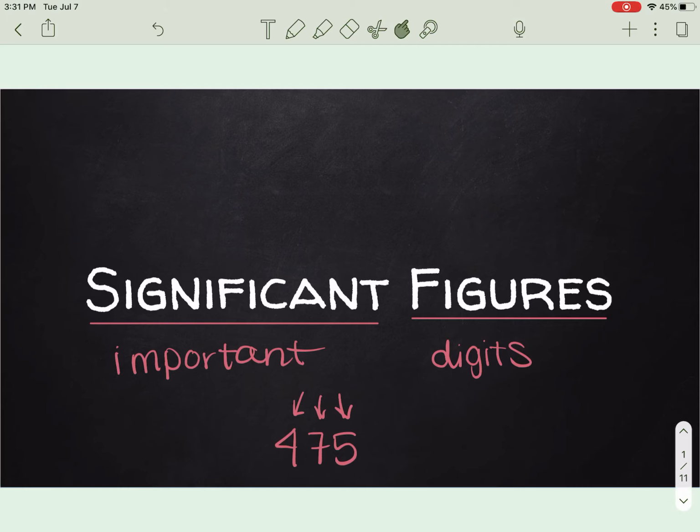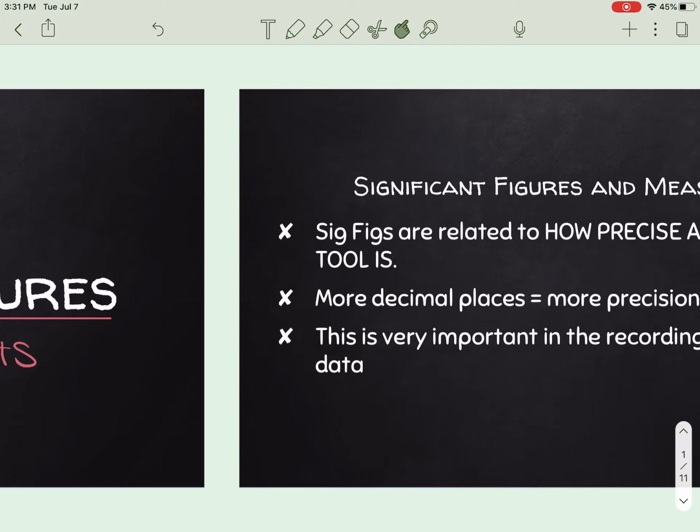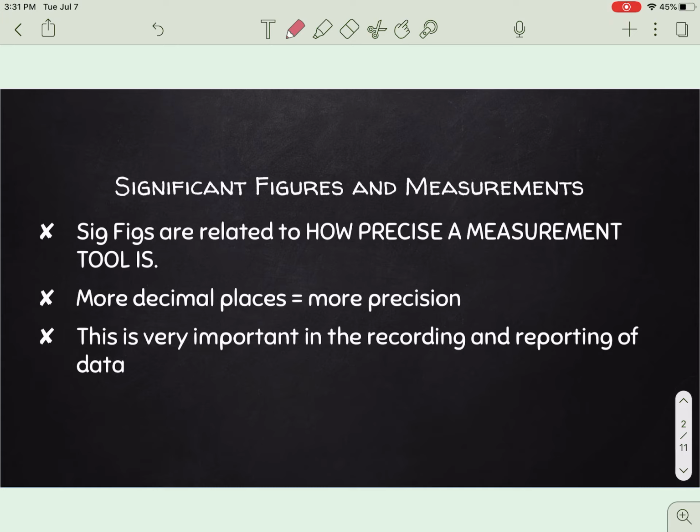Why would I be talking about this in a science class? Basically, significant figures give us information about measurements that were recorded. It talks about how precise a measurement or a measurement tool was. And in general, more decimal places means more precision or more exactness, which is important when you're recording data and when you're reporting data.